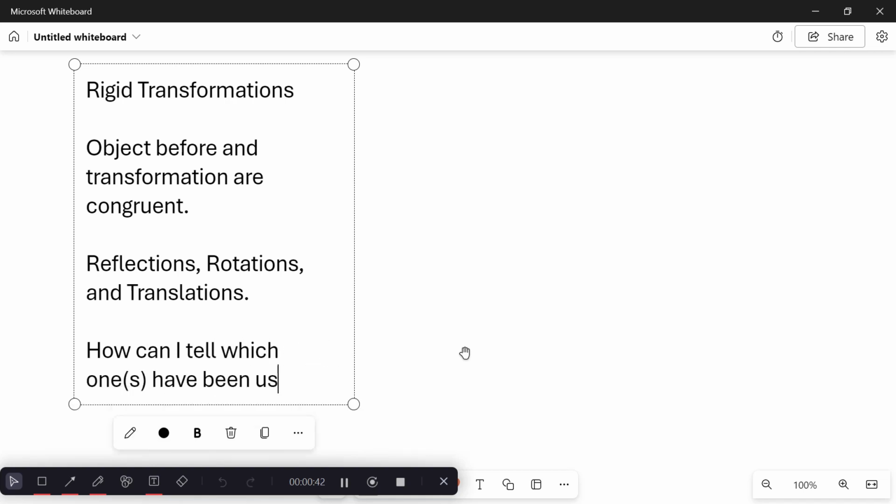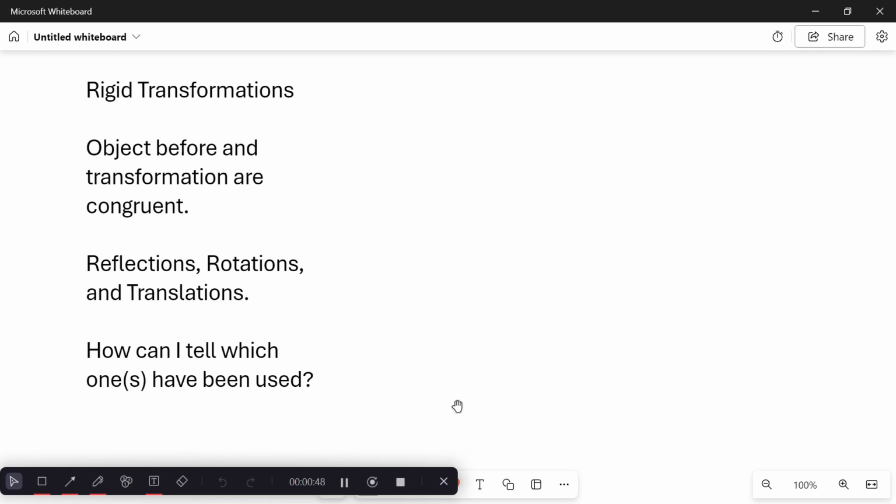have been used? Okay, so that's what we're going to be working on here, trying to figure out how can you tell if you're given two objects which one has been used? And so that's what I want to show you now.